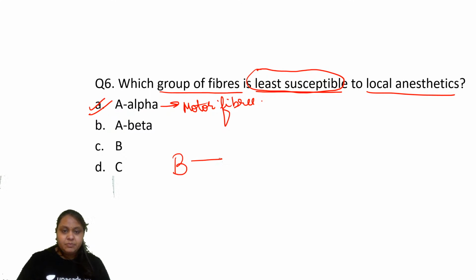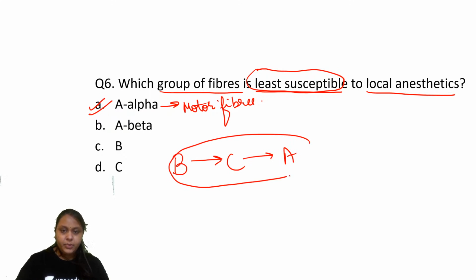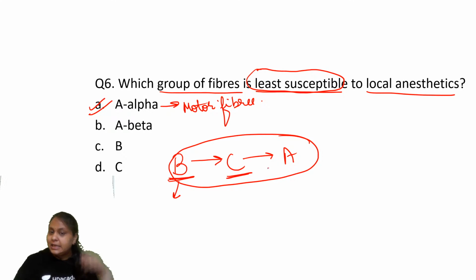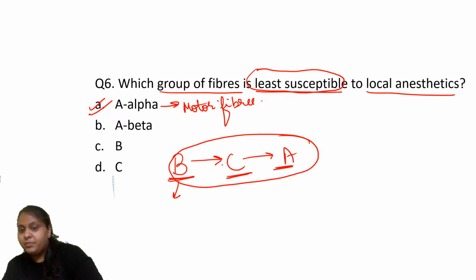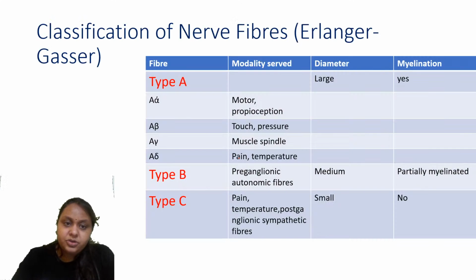Remember, it is B, C, A. ठीक है, it is BCA. The B fibers are most susceptible, C fibers are less susceptible, and A fibers are least susceptible. So remember like this, classification of the nerve fibers according to Erlanger and Gasser.